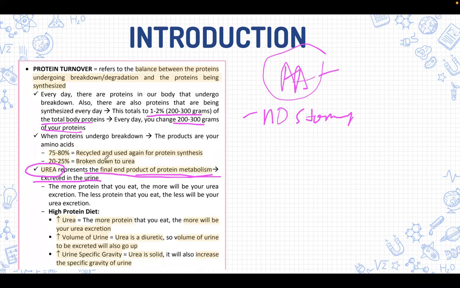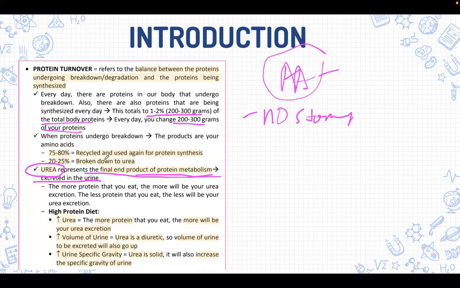Okay? The more protein that you eat, the more will be your urea excretion. Then the less the protein you eat, the less will be your urea excretion. So para silang may direct relationship, proportional sila. Okay, baka mahilig ko na naman itanong sa exam, pakitandaan na po.